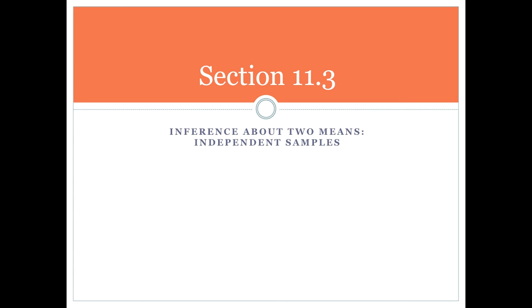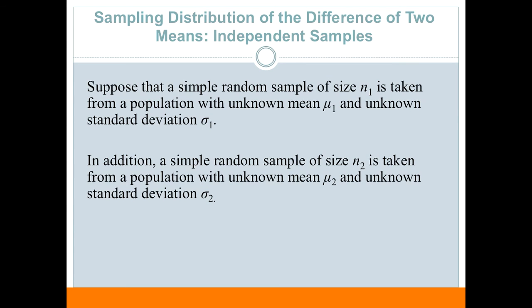Okay, and the next thing we're going to look at is in section 11.3, inference about two means for independent samples. So 11.2 was all about inference of two means where we had dependent samples, meaning we had matched pairs data. So this one we're going to look at means, but for independent samples.